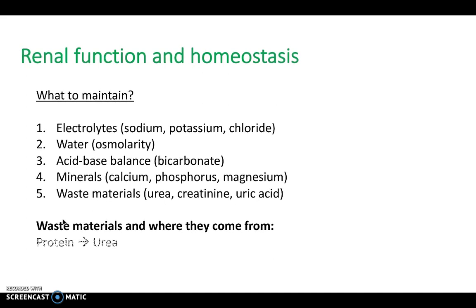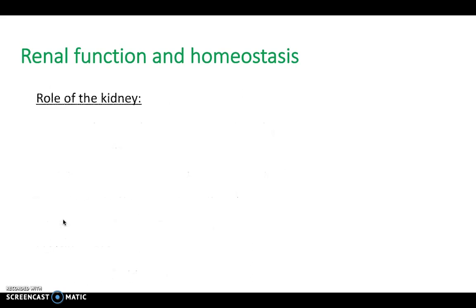So what are these waste materials and where do they come from? Protein is broken down into urea. Muscle gives off creatinine as a waste product. And nucleic acids break down into uric acid. And these are waste materials that can be measured either in the blood or elsewhere in order to give a reading of how well our kidneys are working.